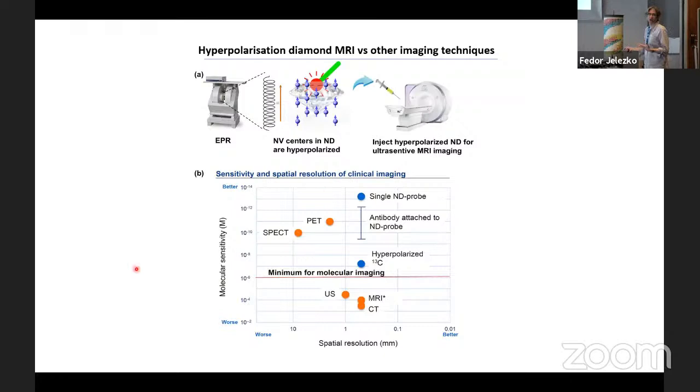PET, positron emission tomography, and spectral variations of it, have a sensitivity slightly below a picomolar. That's why you use these techniques to detect traces of metabolic activity. It's related to detection of high energy radiation, where you put a marker and so detect the decay. On the other hand, there are other techniques which are much more friendly in terms of side effects, like ultrasound or MRI or computer tomography. But MRI and ultrasound, they're user-friendly, but they have very low sensitivity.